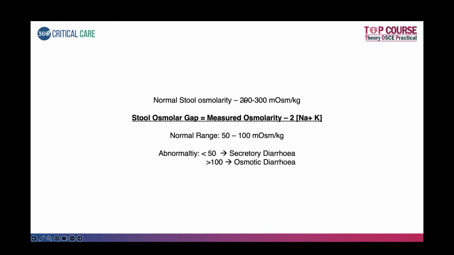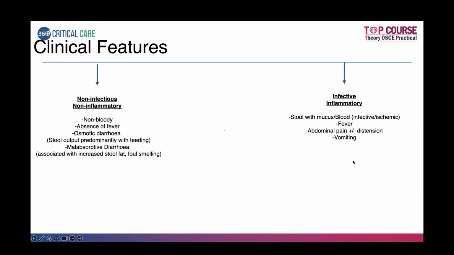So the normal stool osmolarity is between 290 to 300. So stool osmolar gap is the measured osmolarity minus 2 into sodium plus potassium. So the range is between 50 to 100. If it is less than 50, it is secretory. If it is more than 100, it is osmotic.